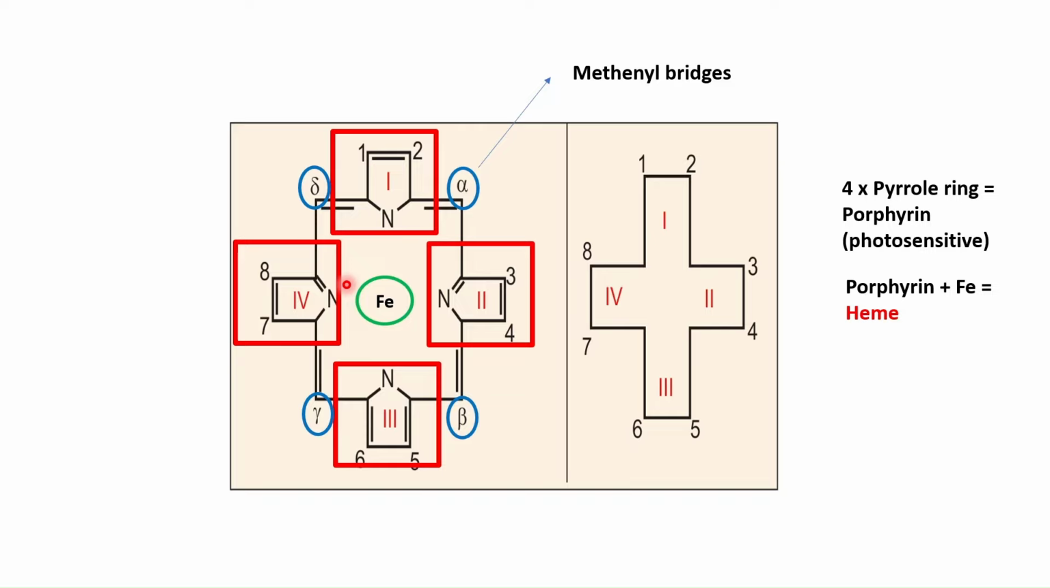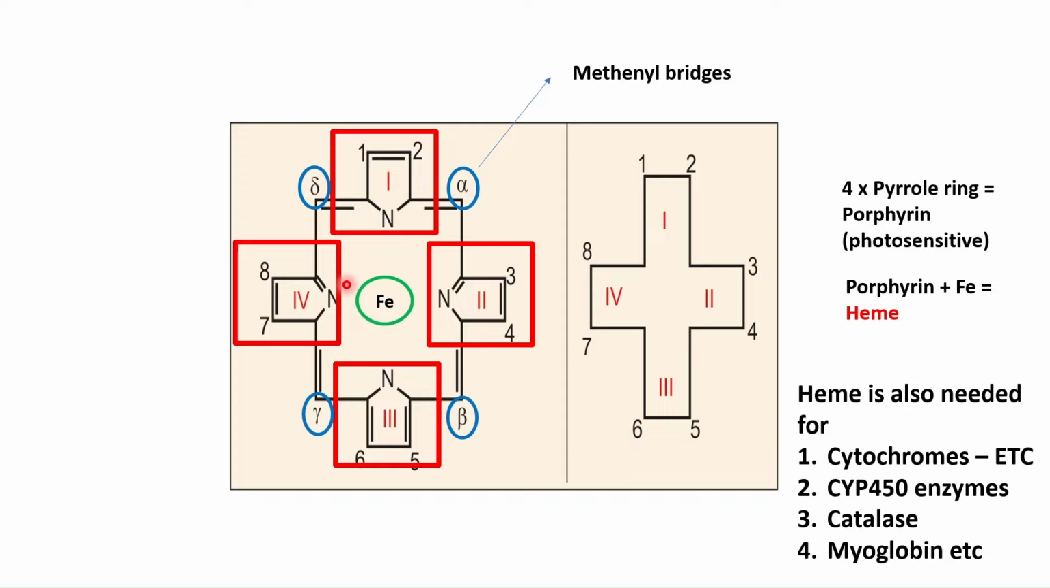Now apart from hemoglobin, heme is also a component of various other proteins and enzymes, for example cytochromes. Cytochromes are an important component of the electron transport chain. The electron transport chain provides us ATP for energy, which is utilized by all the cells. So the cytochromes, for example cytochrome B, C1, C, are important components of the ETC, and they are made up of heme.